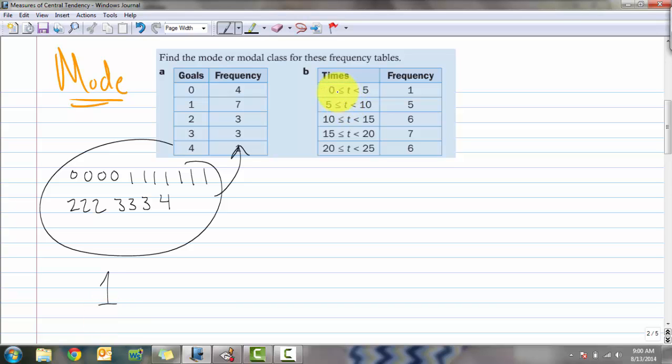Now with table B, we don't have individual data values, we have these classes. So what we're going to do is give a modal class for this problem. Which class shows up the most? The most frequent class is right here. The modal class would be 15 is less than or equal to t less than 20.